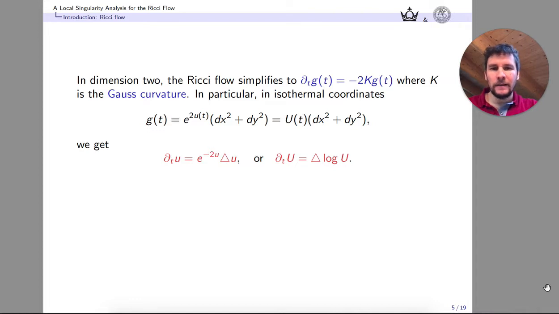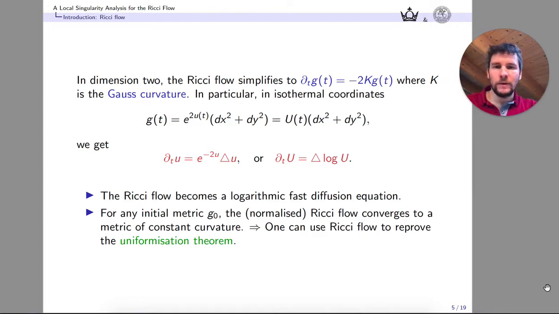So this is not a standard heat equation. This is really a nonlinear equation. The second of these equations, the one for capital U, is usually called the logarithmic fast diffusion equation. So the Ricci flow in dimension 2 becomes the logarithmic fast diffusion equation. Now we can start with any manifold, and the Ricci flow, or at least a normalized version of it, where we rescale at every time to keep the volume fixed, behaves very nicely and converges to a metric of constant curvature. So we can actually use the Ricci flow to reprove the uniformization theorem.